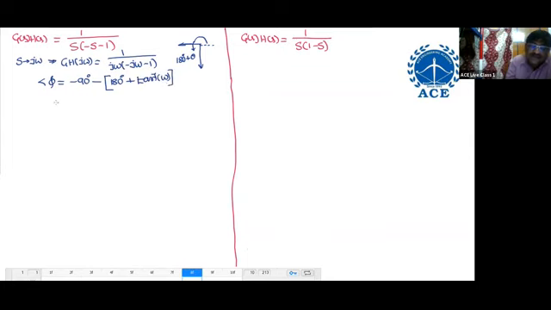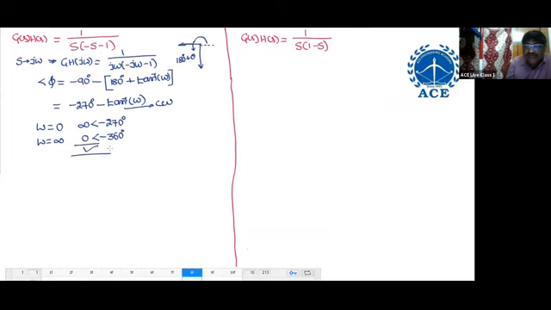180 plus tan inverse of omega. That equals minus 270 minus tan inverse omega. What is the direction here? Clockwise. Omega 0 to infinity, minus 270. Omega infinity to 0, minus 360. Come on, draw the plot.